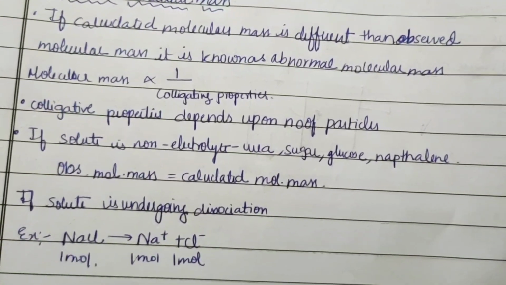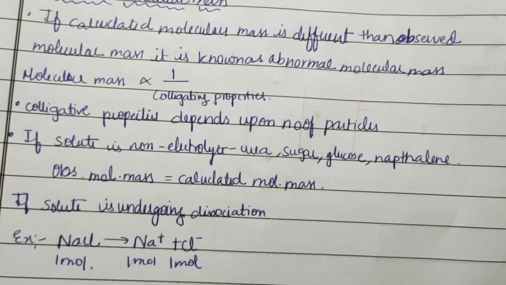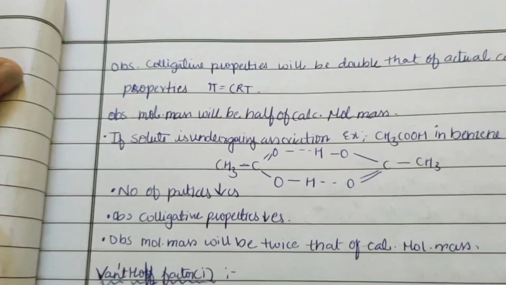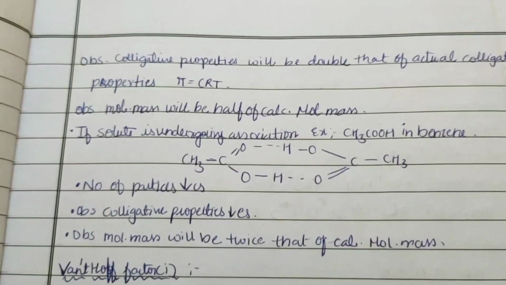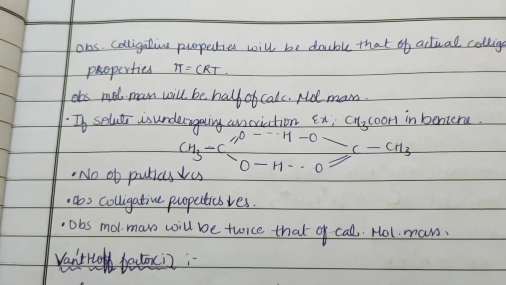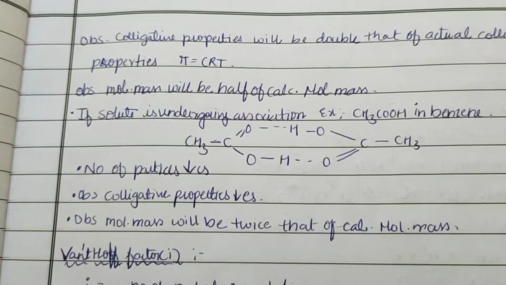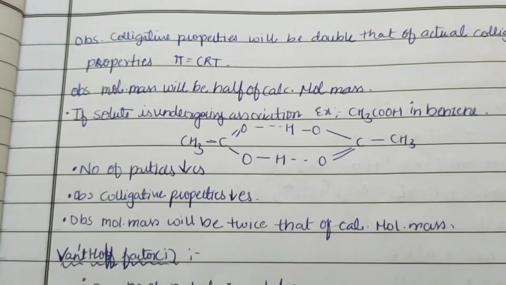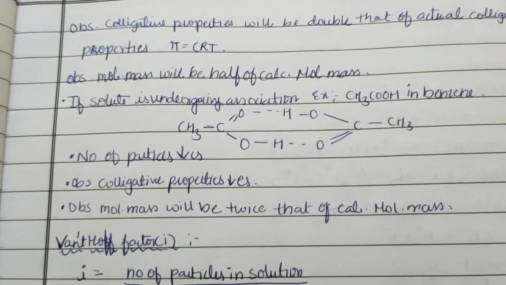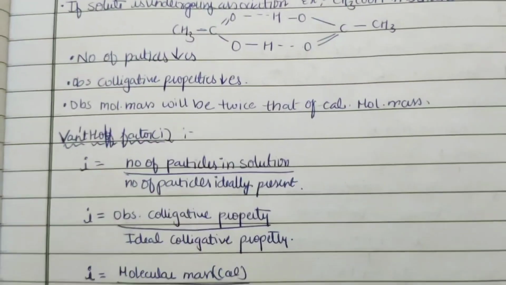If the solute is undergoing dissociation, for example 1 mole of NaCl gives rise to 1 mole of Na+ and 1 mole of Cl-, then the observed colligative property will be double that of the actual colligative property, that is, delta pi equals CRT, and the observed molecular mass will be half of the calculated molecular mass. If the solute is undergoing association, for example CH3COOH in benzene, the number of particles decreases, the observed colligative properties will also decrease, and the observed molecular mass will be twice the calculated molecular mass.